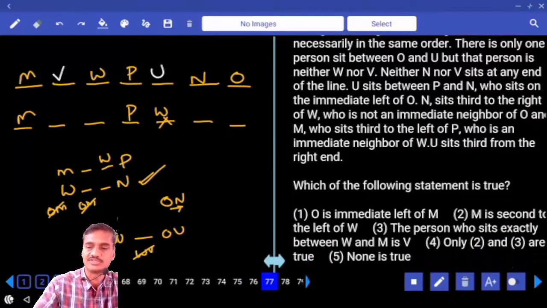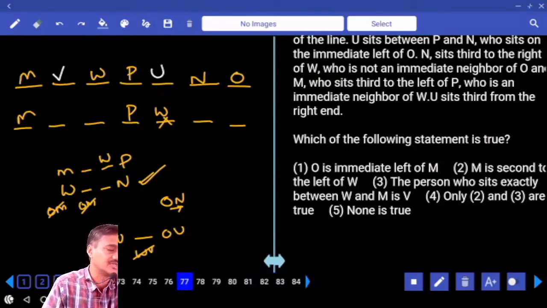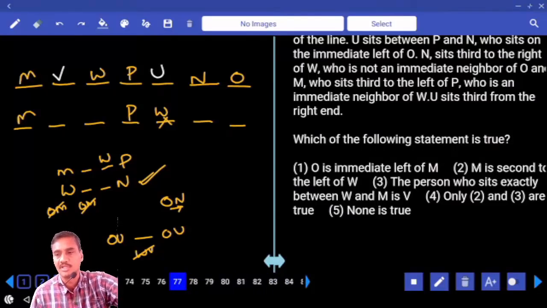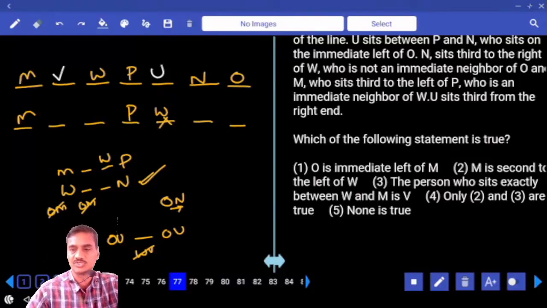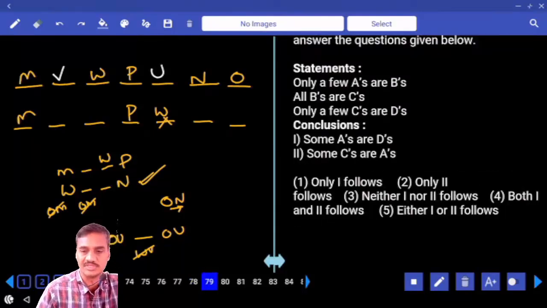And which of the following statements is true? O is to the immediate left of M, that is false. M is second to the left of W, is definitely true, choice 2, 77. And next one, 2 and 3 could be true, then we need to check 3. The person who sits exactly between W and M is V, yes. 2 and 3, choice 4, 77. Then in this 75, what is the position of W with respect to U? W with respect to U, second to the left, choice 1, 78.